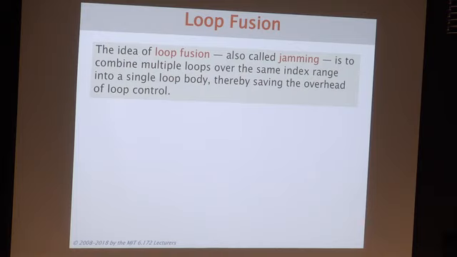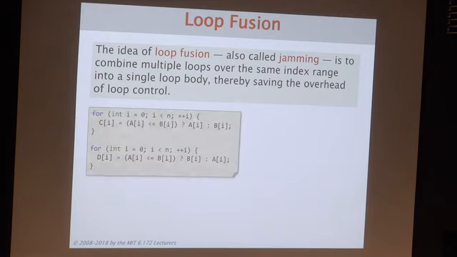OK, so the next optimization is loop fusion. This is also called jamming. And the idea here is to combine multiple loops over the same index range into a single loop, thereby saving the overhead of loop control. So here I have 2 loops. They're both looping from i = 0 all the way up to n-1. In the first loop, I'm computing the minimum of a[i] and b[i] and storing the result in c[i]. In the second loop, I'm computing the maximum of a[i] and b[i] and storing the result in d[i].